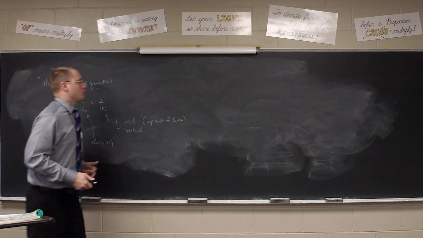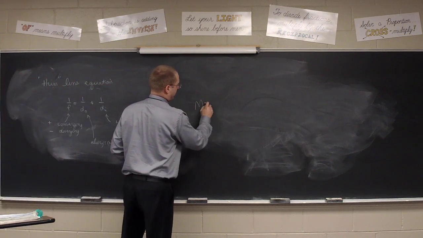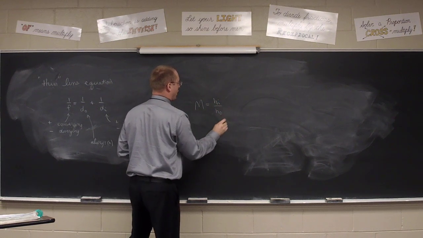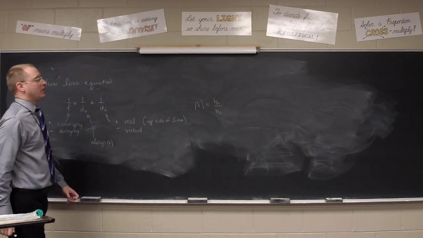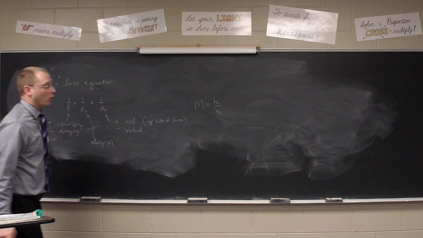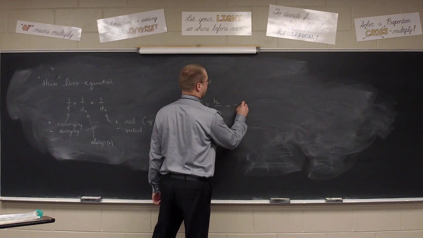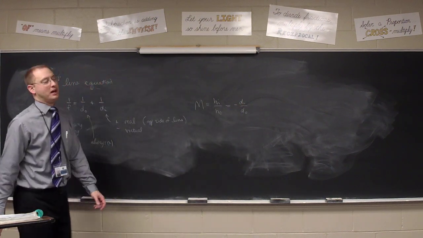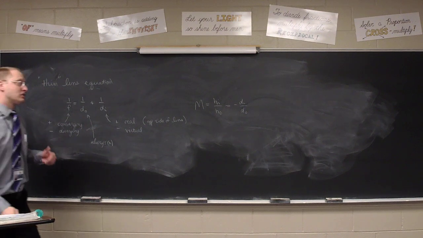Along the same notes, we could compare object height to image height, or rather image height to object height. We call this lateral magnification. Lateral magnification is the ratio of image height to object height. Or we could say it's the ratio of negative image distance to object distance. You're like, hey, we had that before too. Yep, same equation. And it still means the same thing.